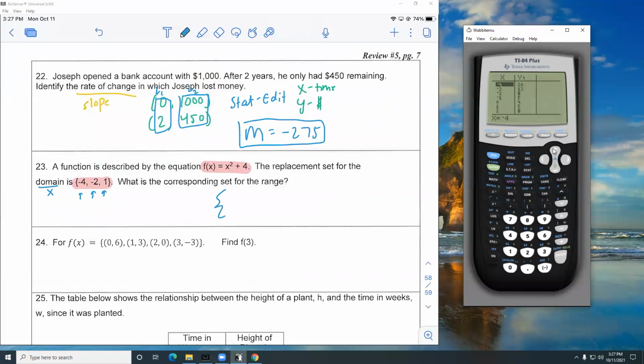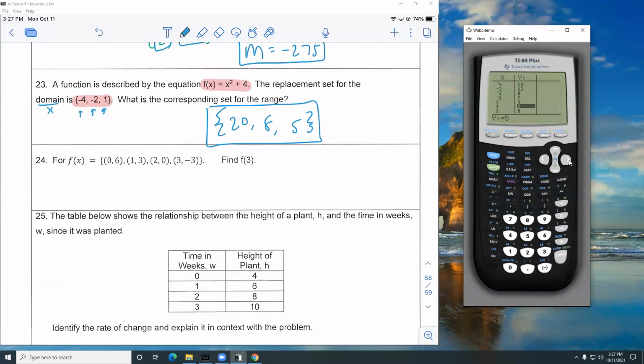For my range, where x is -4, my y value is 20. So I write 20. Then at -2, my y value is 8. And at 1, my y value is 5. And that's my answer. See, that's not too bad, right?